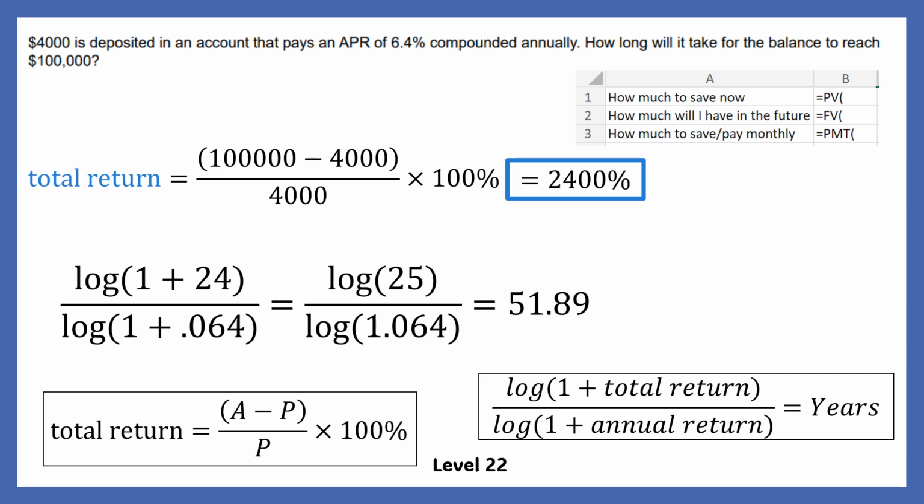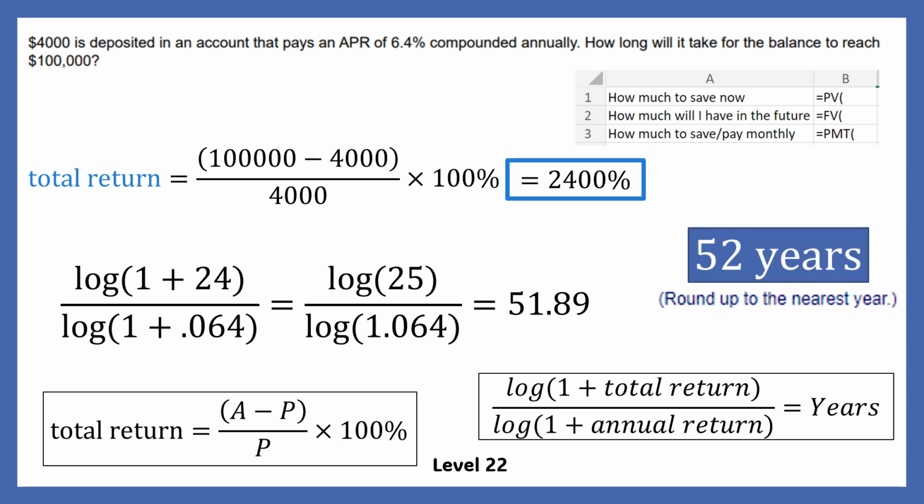In order to do that, we only have 6.4% annually. And so we can use our logarithm formulas here to say log of 25 divided by log of 1 plus the annual rate. So we end up with 1.064. And then we say equals, and we get 51.89. Now, it actually does ask us to round up, which is good. So we're going to wait 52 years, and that'll turn $4,000 into $100,000 just with the power of compound interest.